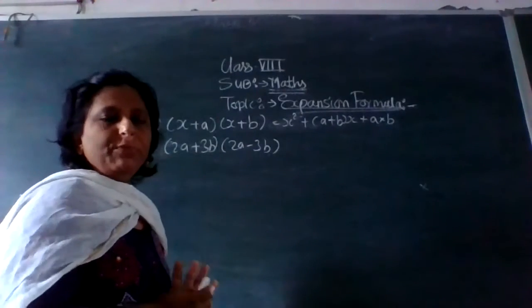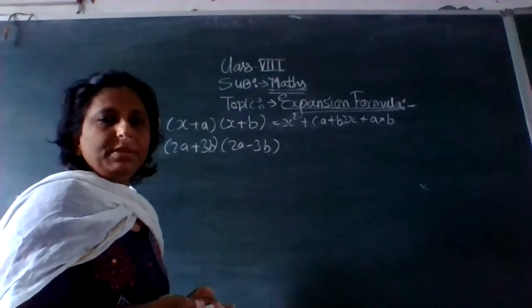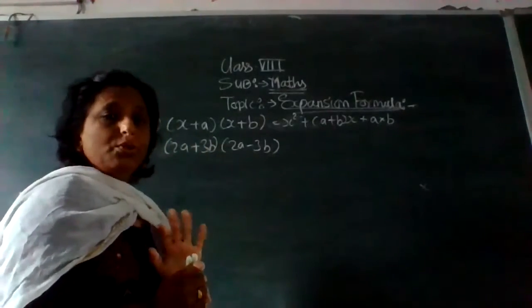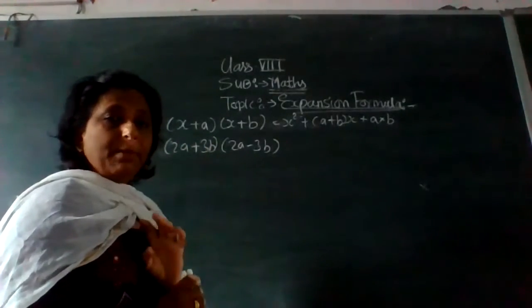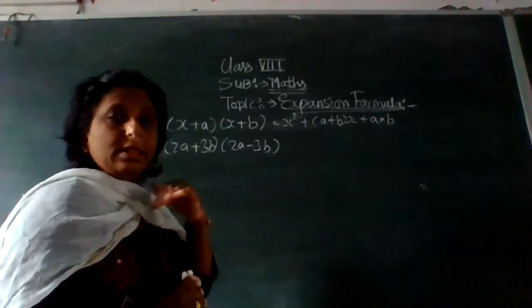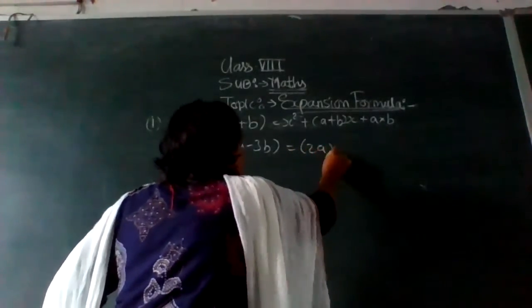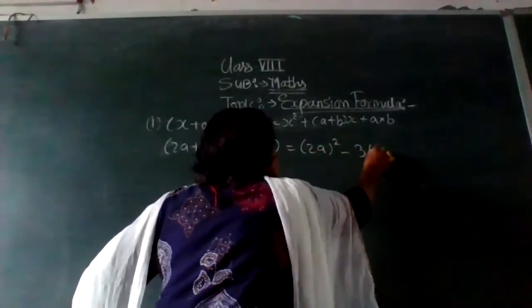So which formula will we use here? Can you tell me? Here it is a plus b, a minus b, right? So what is the formula? (a plus b)(a minus b) is a square minus b square. So this will become 2a square minus 3b square.